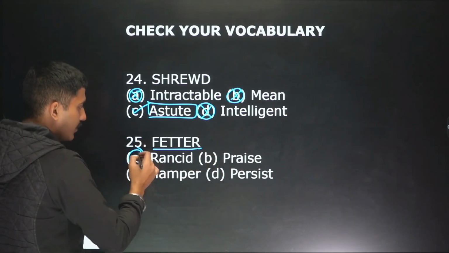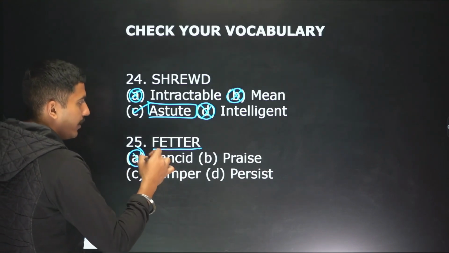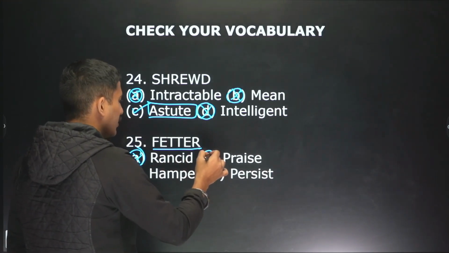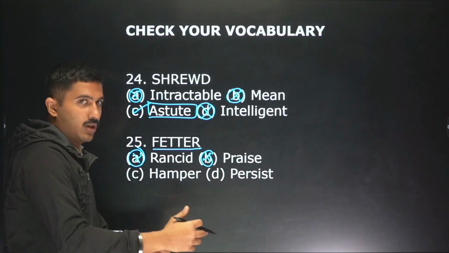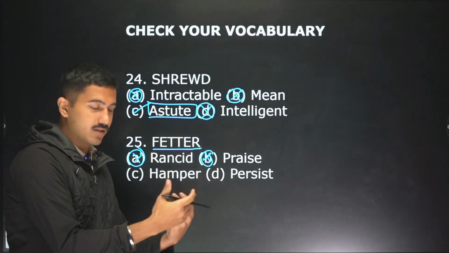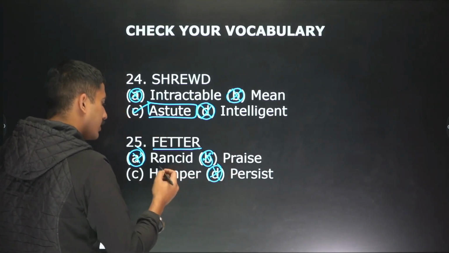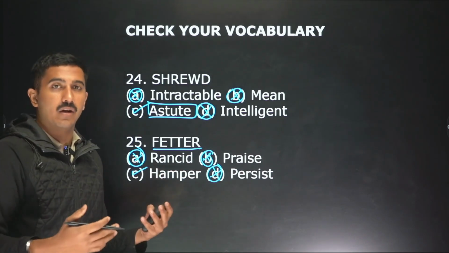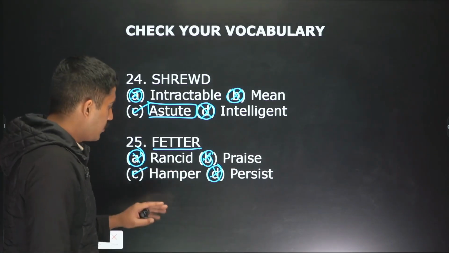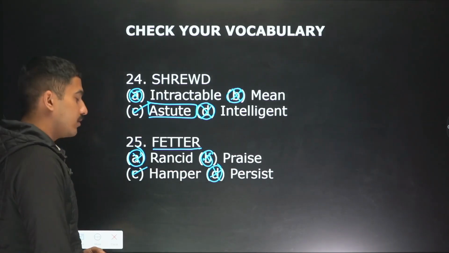Is it something related to rancid? No, right? Is it something related to praise? Definitely not, right? Because you obviously are not praising the prisoner by capturing his leg, right? Is it something like persist? No. Correct option is hamper. You're hampering the prisoner's movement, right? So, hamper. Clear? All right.